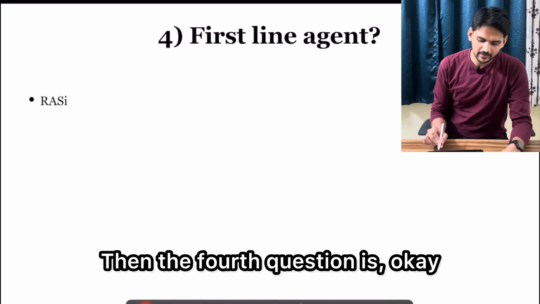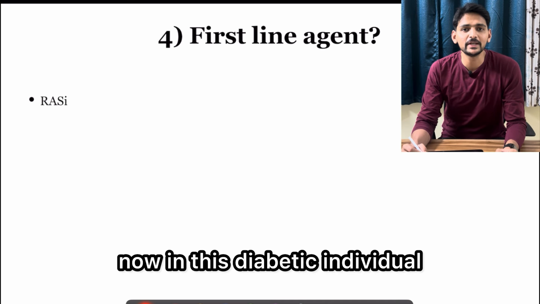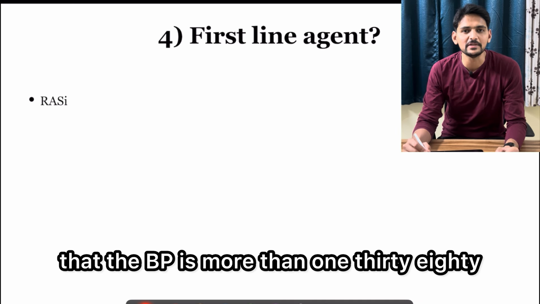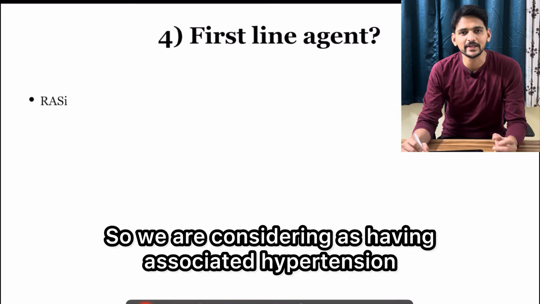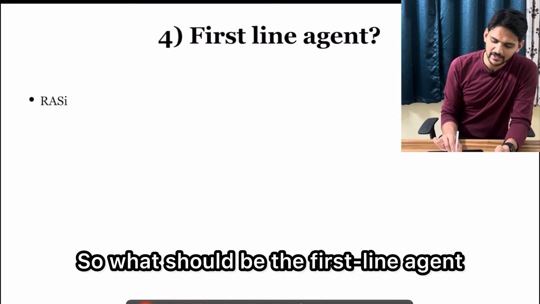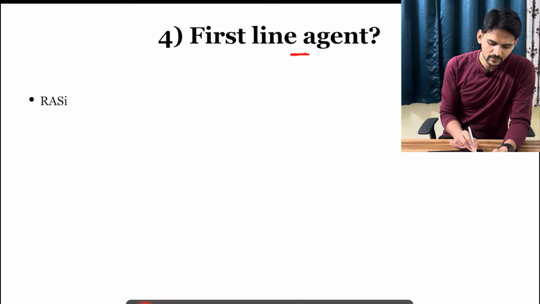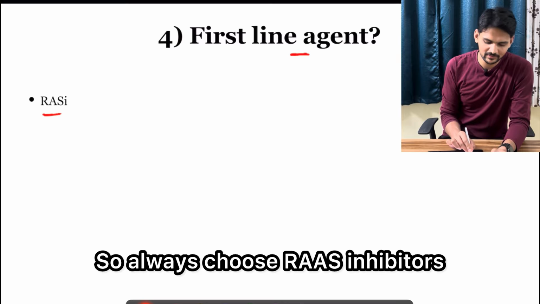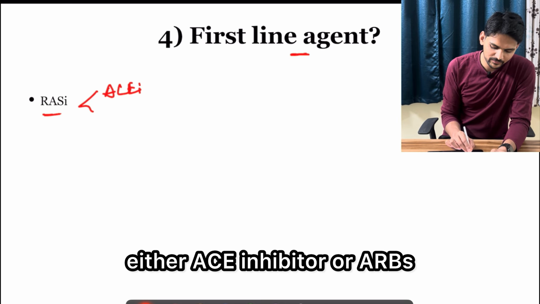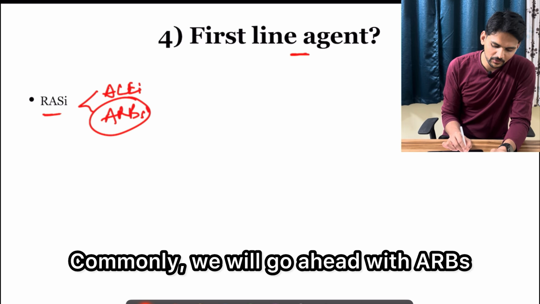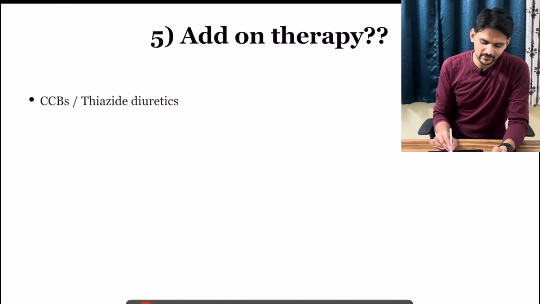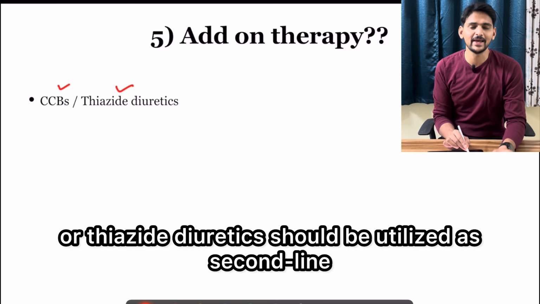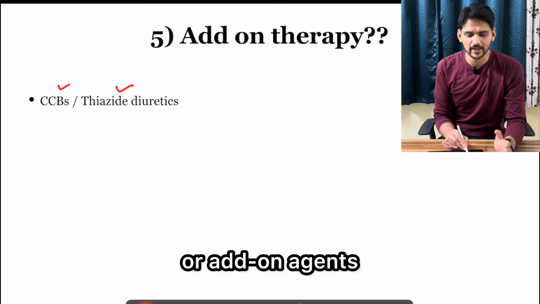Then the fourth question is, okay, now in this diabetic individual, we have found out that the BP is more than 130/80. So we are considering it as associated hypertension. So what should be the first line agent in treatment? Always choose RAS inhibitors, either ACE inhibitor or ARBs. Commonly we will go ahead with ARBs. So this is the answer. What about add-on therapies? Remember, calcium channel blockers or thiazide diuretics should be utilized as second line or add-on agents.